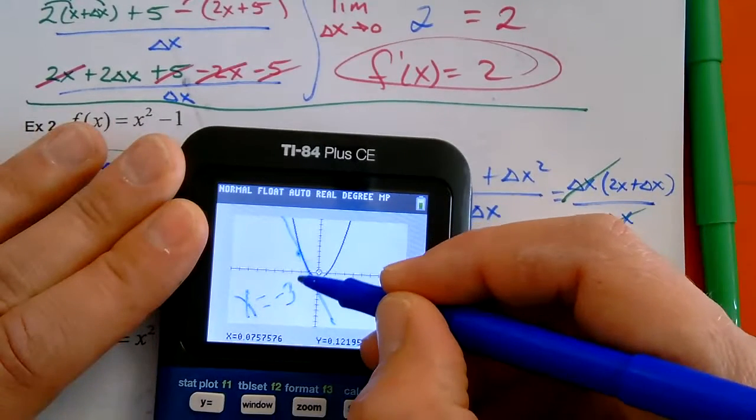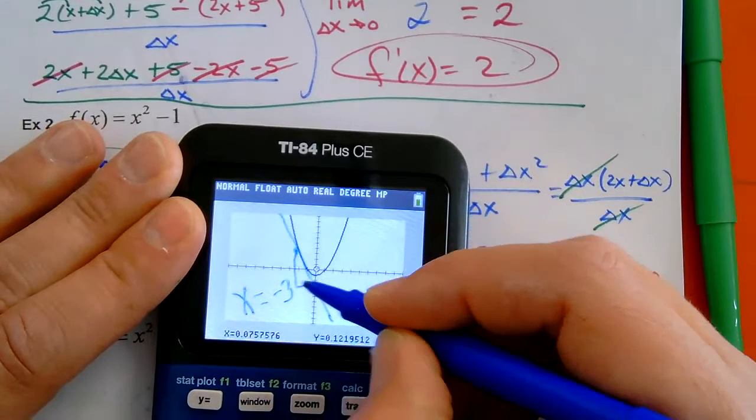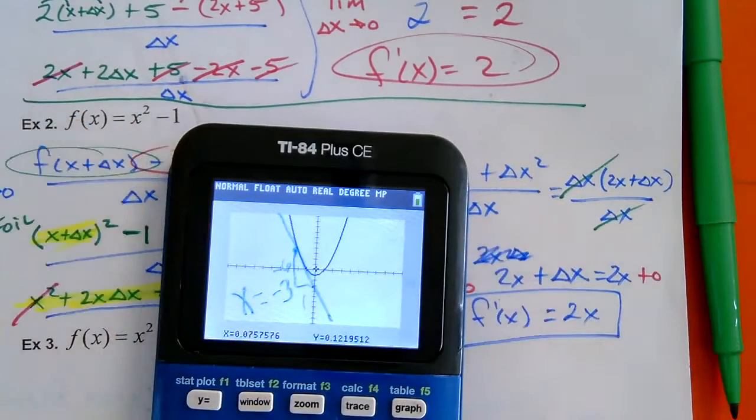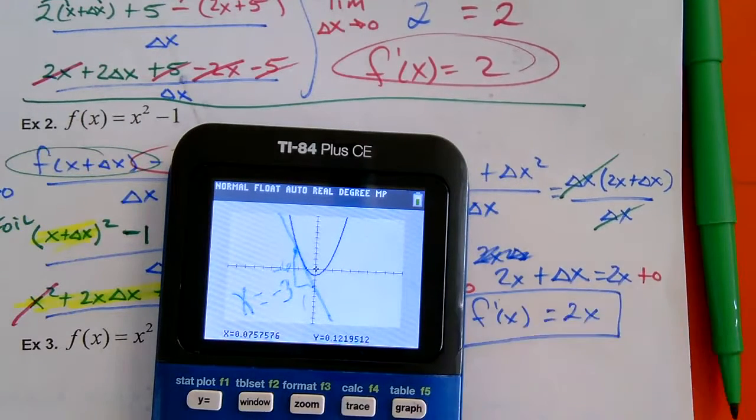Isn't this down 6? Down 6 over 1. That's what we're doing. We're finding the slope anywhere on this graph with this function.